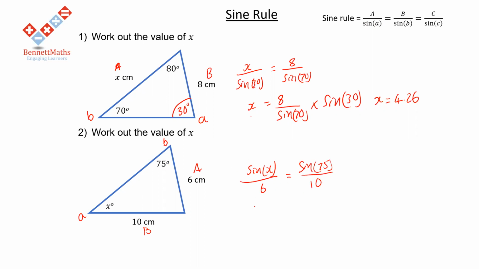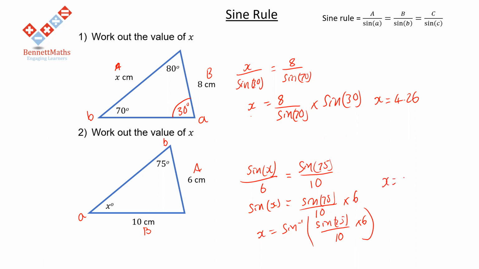Again, we rearrange to make sine X the subject. So we get sine X is equal to sine 75 over 10, all multiplied by 6. And then if we want to find the value of X, we need to use the inverse of sine, which is sine minus 1. So X is equal to sine minus 1, then inside our bracket, sine 75 over 10 times by 6. Again, it's just a case of typing that into our calculator, and we get a solution for X as 35.42 degrees.